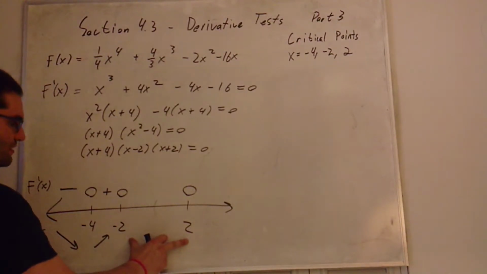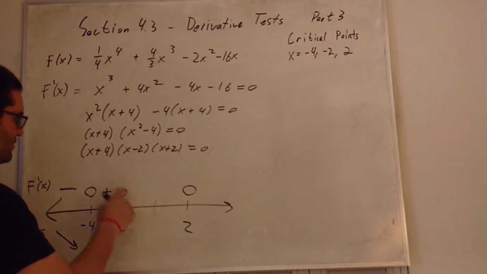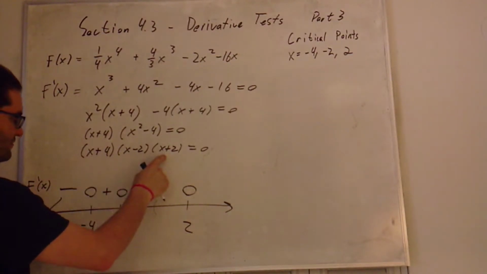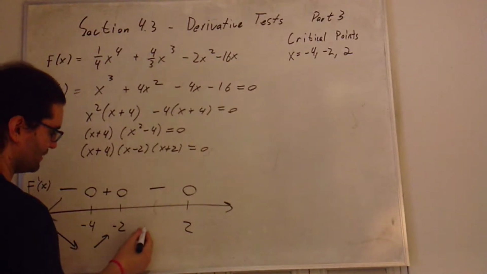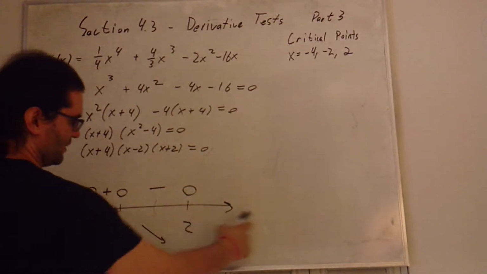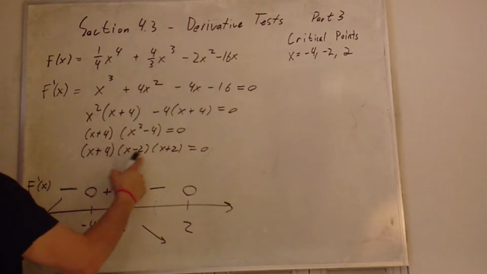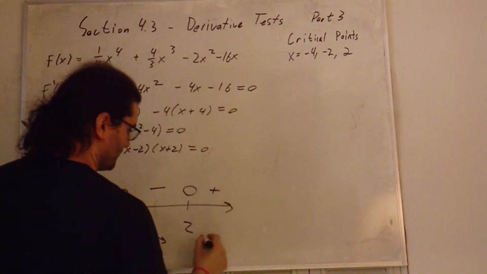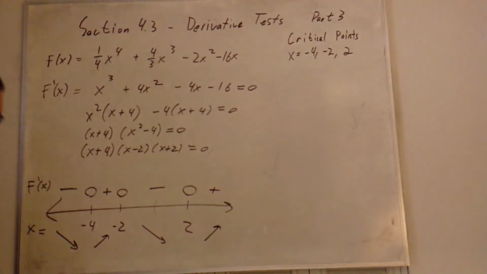In between negative 2 and 2, you can plug in 0 to get positive, negative, positive, which will multiply to give you a negative number and a decreasing function. And when you plug in a positive number like 10, you can see that all 3 of these will be positive, and you'll get a positive number, and your function will be increasing.